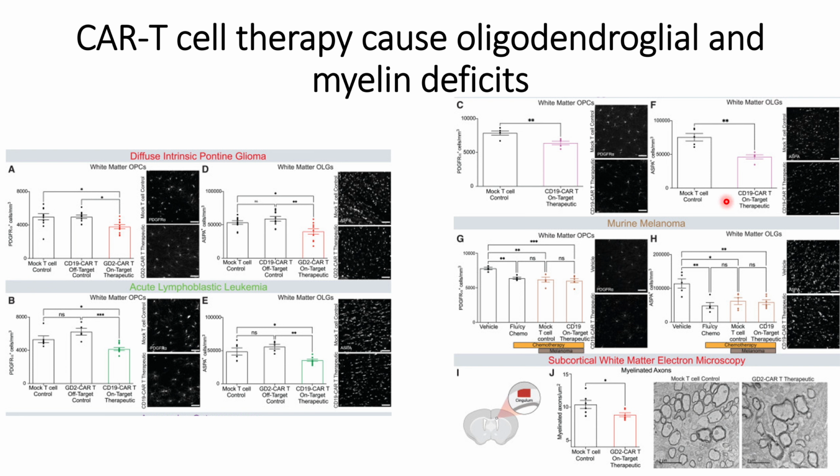But when they checked it in immunocompetent murine melanoma models, they do not see a decrease in the white matter oligodendroglial precursor cells, but they see a decrease in the white matter oligodendroglials. And in the aggressive CAR T cell model lines, they do not see changes in either the oligodendroglial precursor cells or the white matter oligodendroglials.